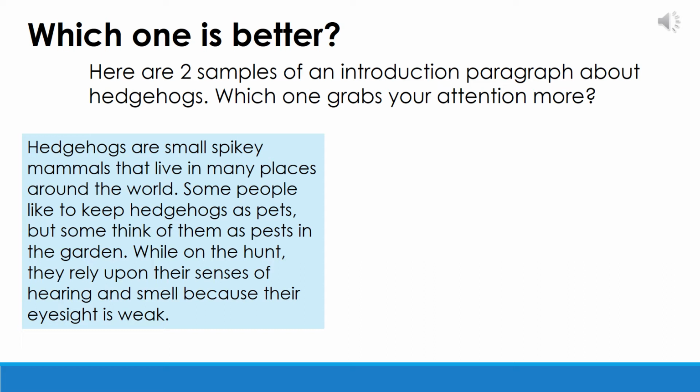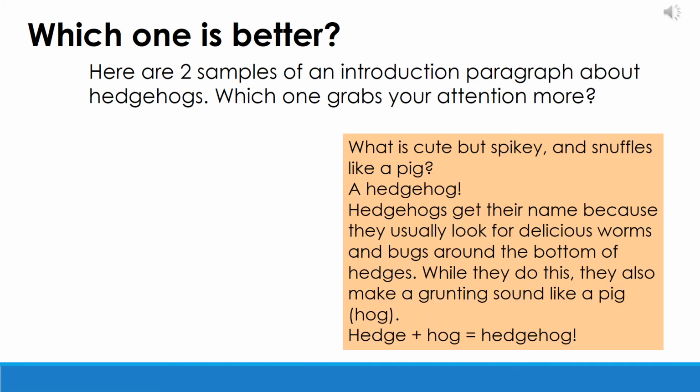What did you think about that as a first paragraph? Are you interested, or are you a little bit bored already? The second one, and see how this goes. What is cute but spiky and snuffles like a pig? A hedgehog. Hedgehogs get their name because they are usually looking for delicious worms and bugs around the bottom of hedges. While they do this, they also make a grunting sound like a pig or a hog. So hedge plus hog equals hedgehog.